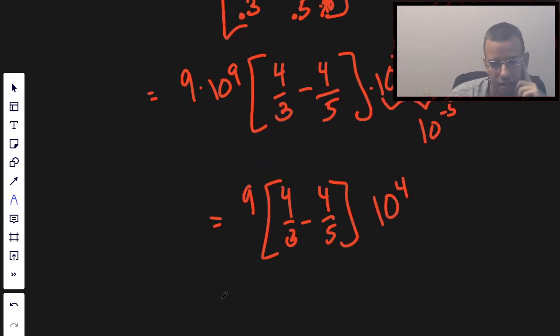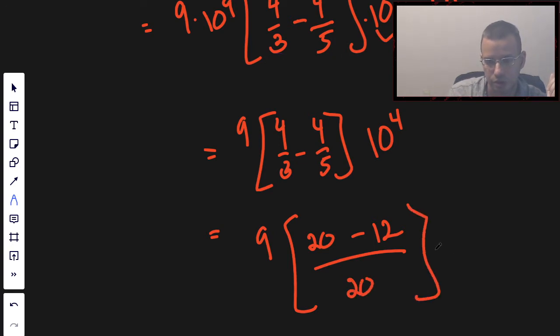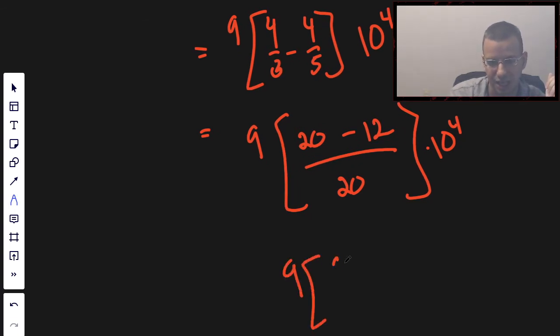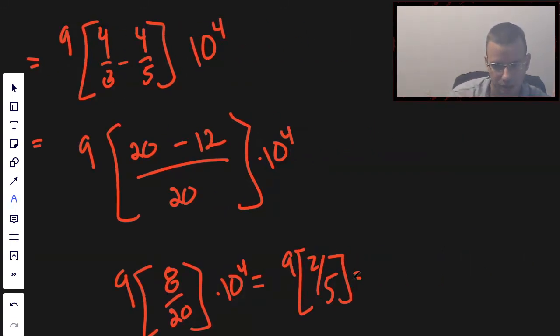And now we're going to combine these fractions. We're going to go with 15 as a common denominator. So 4 times 5 is 20, 4 times 3 is 12, times 10 to the 4th. So we have 20 minus 12, which is 8. 9 times 8 over 20 times 10 to the 4th, which is the same as 4 tenths, which is the same as 2/5. So 9 times 2/5 times 10 to the 4th.